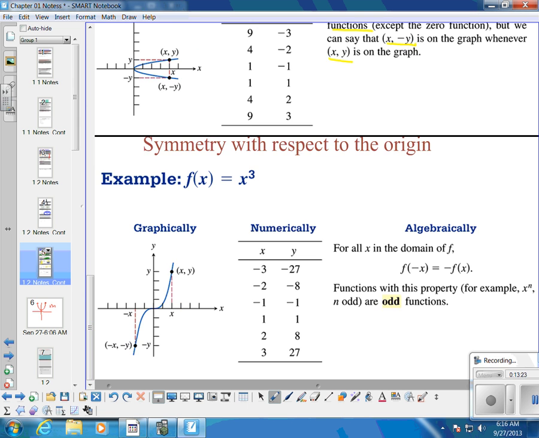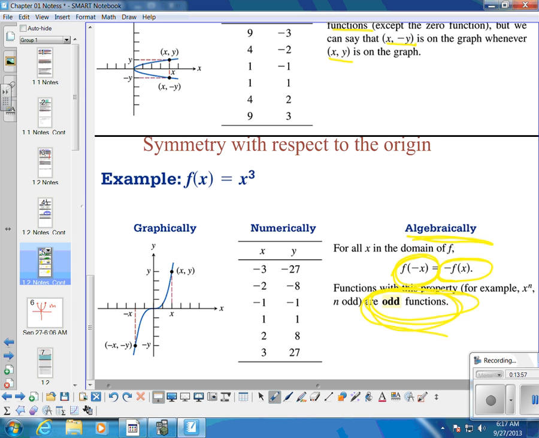And then the other real big one, just like the even function, is an odd function. If there's symmetry with respect to the origin, we call that an odd function. On this one, and this is another big key, algebraically, if you plug in negative x for every x value in your function, after you simplify it down, if you get the exact opposite of the original function, then it is an odd function and there's going to be symmetry with respect to the origin.